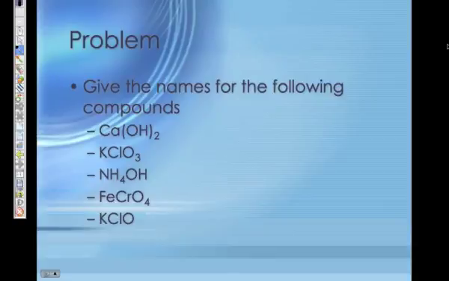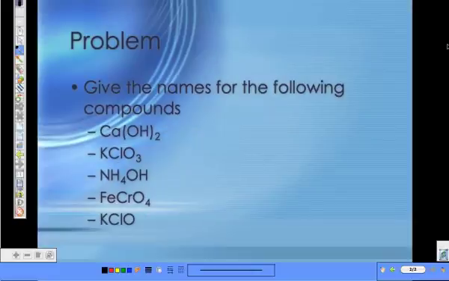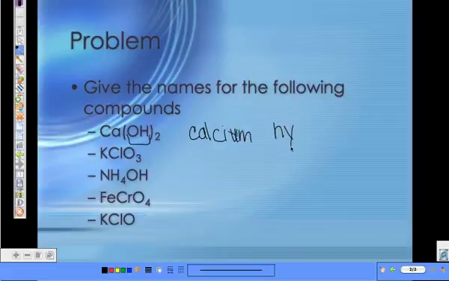So now we're going to give the names. So calcium hydroxide. I gave you the answer. If you look for OH in your chart. Yep, right there. What's the name of it? Hydroxide, yep. Now we do have to worry about Roman numerals. So does calcium need Roman numerals? No. So it's just calcium hydroxide.